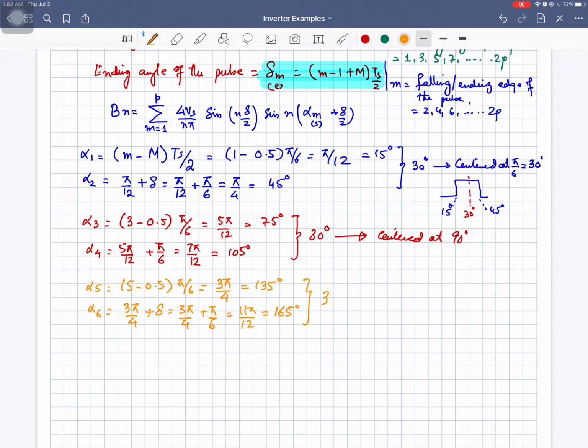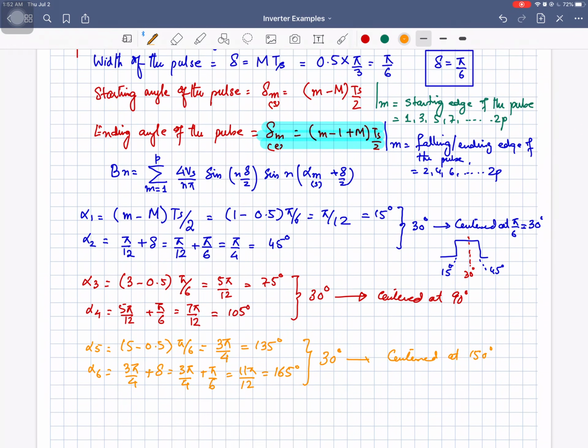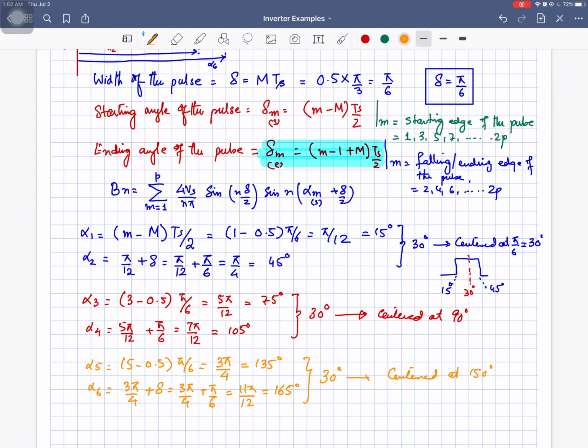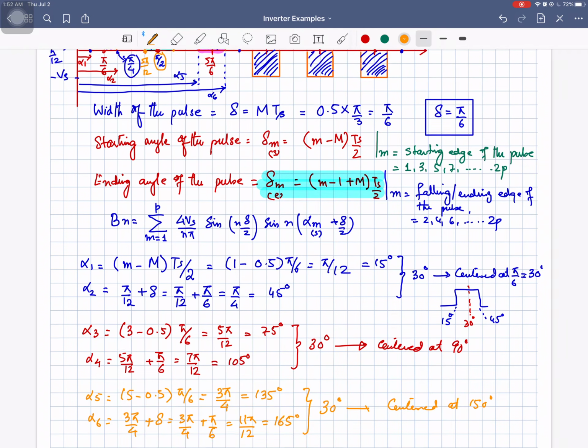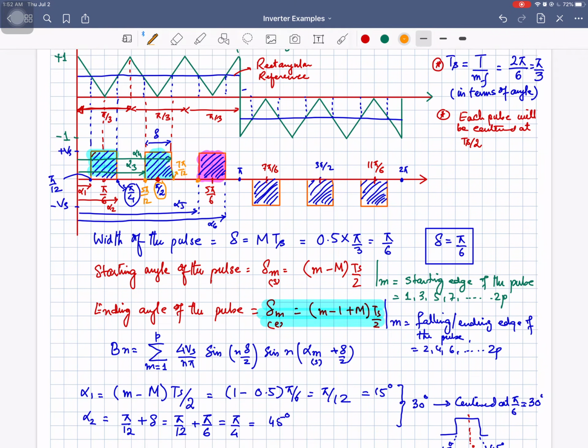So the difference of these two is 30 degree, and this pulse is centered at 150 degree, right? So we have calculated the angles for the third pulse. The starting angle is 3 pi by 4. So this angle is 3 pi by 4, and this angle is 11 pi by 12.